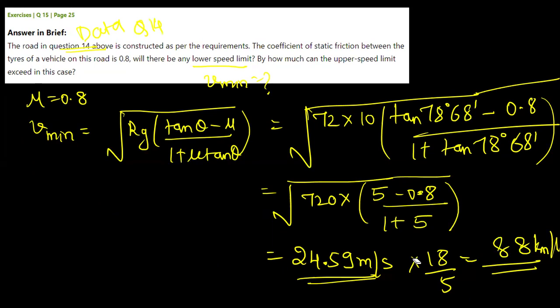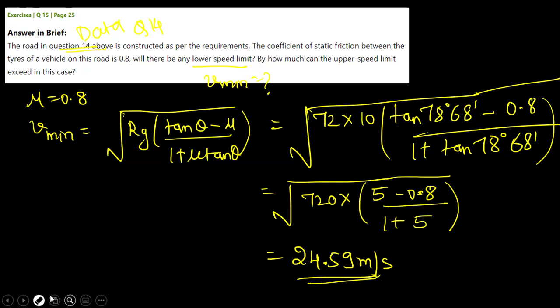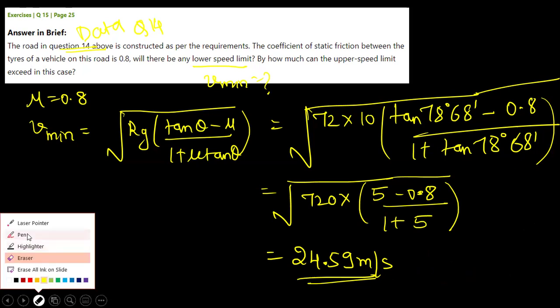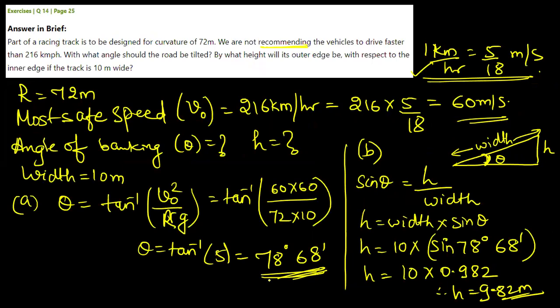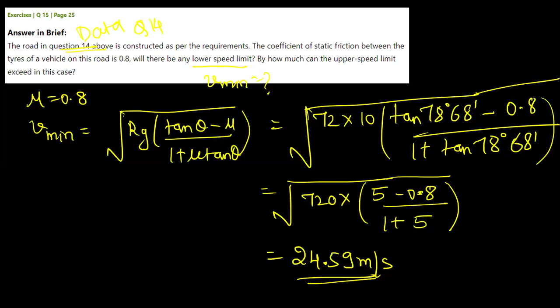So they are asking कि by how much can the upper speed limit exceed in this case. So upper speed limit will not exceed, students. The upper speed limit will not exceed in this case because the angle of banking मिला है ना हमें यहाँ पे, it is 78 degree 68 minutes. It is more than 45 degree. It is not expected कि 45 डिग्री से ज्यादा एंगल ऑफ बैंकिंग जाना चाहिए, इसके लिए यहाँ पे there will be no upper speed limit in this case, ठीक है, यहाँ पे अपर स्पीड लिमिट नहीं होगा because angle of banking is greater than 45 degree.